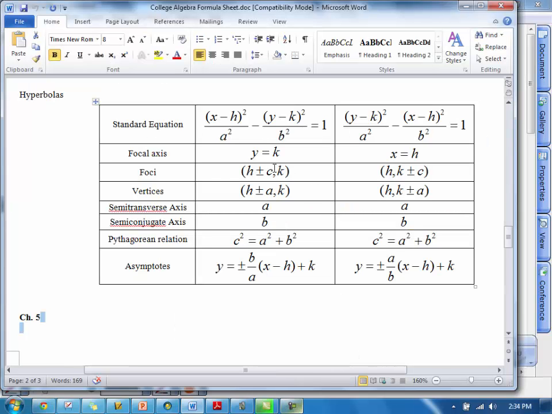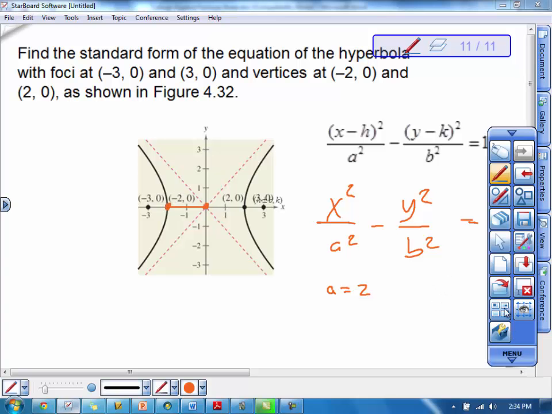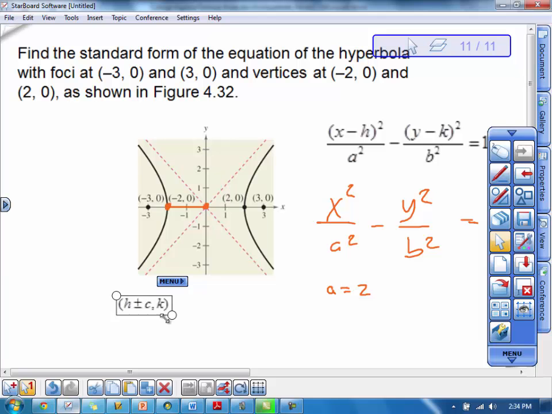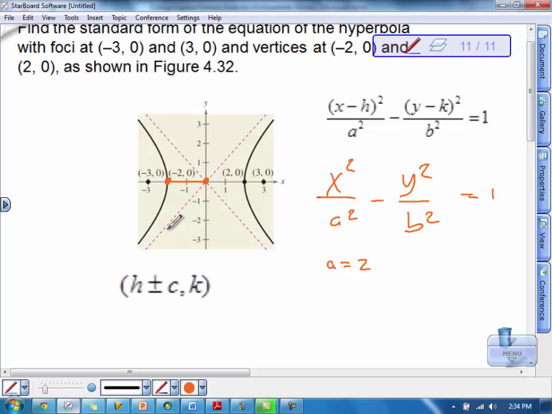In order to find B, we're going to have to use the foci, because we don't have any information that will give us B from the graph. When you look at this graph, I don't have the semi-conjugate axis. I don't have that here. So what I'm going to need to do is use the foci information that's on the formula sheet, which is right here. The foci are located at h plus or minus c comma k, which in this case h is 0, so it's plus or minus c comma 0. And in this case it's (-3, 0) and (3, 0), so my c is 3.